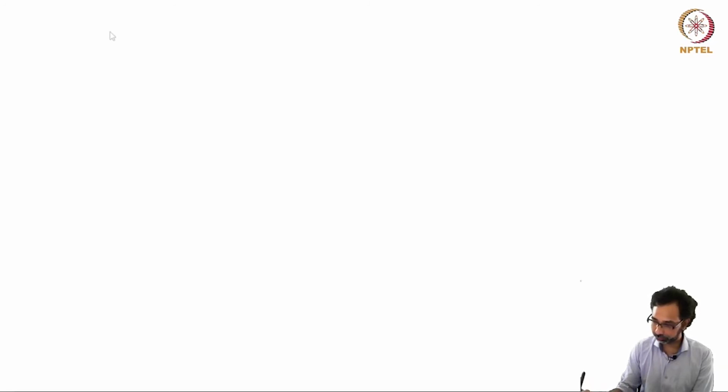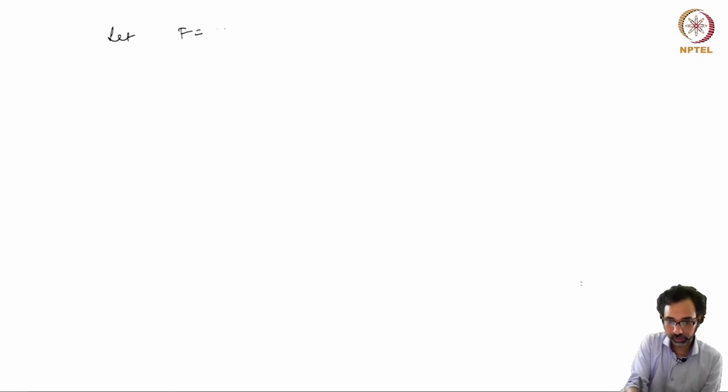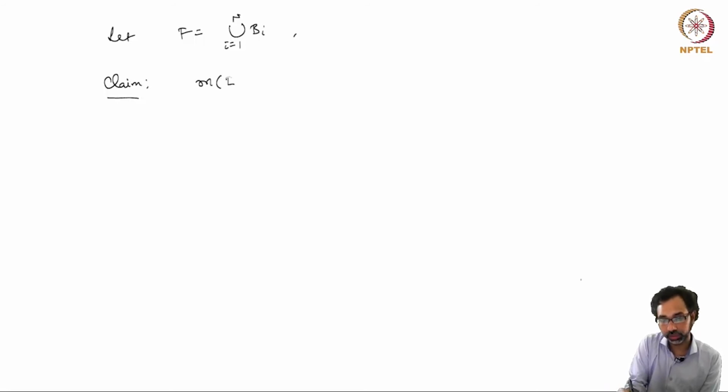On the other hand, we can let F be the union from 1 to n of these Bi's, and then I claim that the measure of E symmetric difference F is less than or equal to epsilon, or 2 epsilon, let's see what it is. I think it's 2 epsilon. So how do we compute this? So, the proof of the claim.